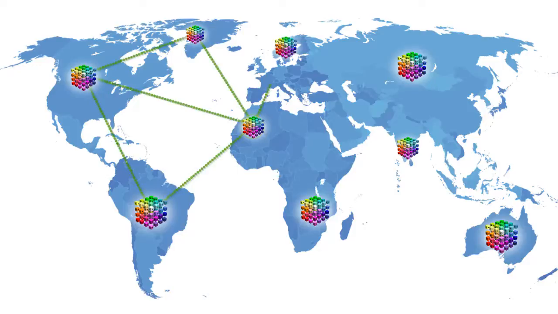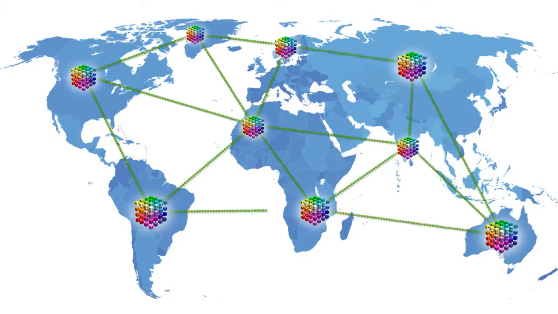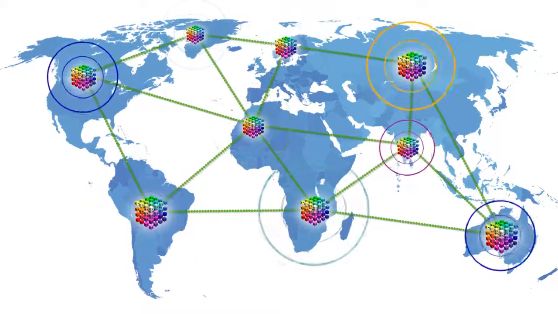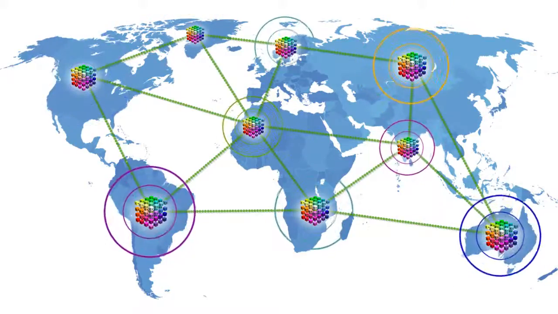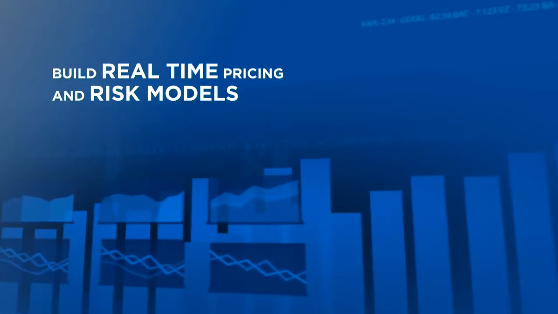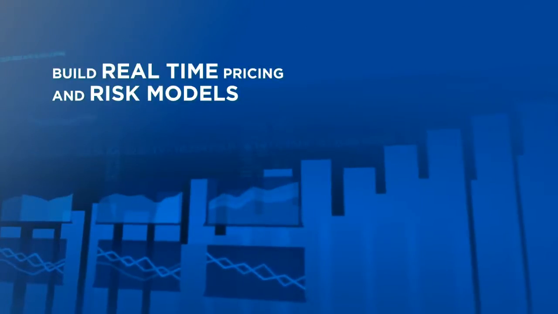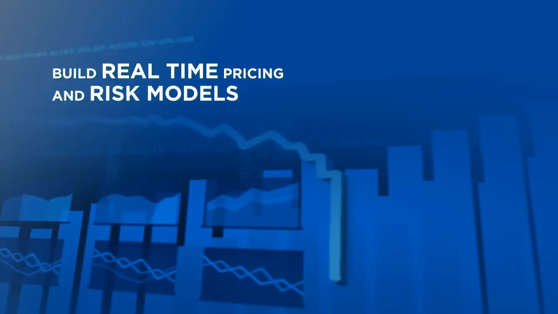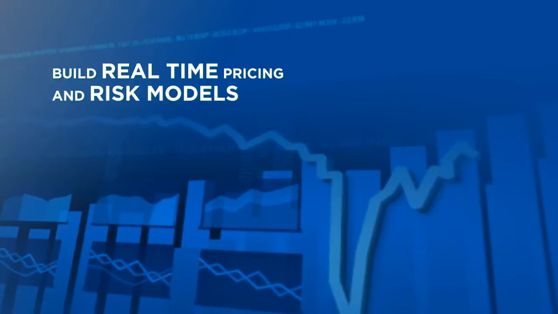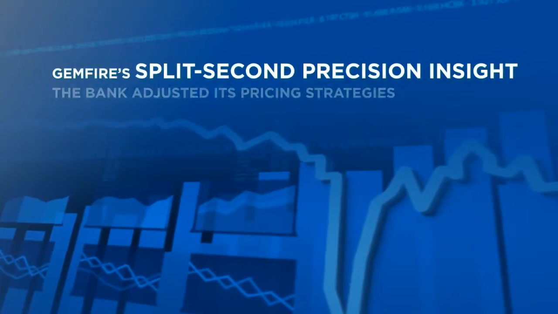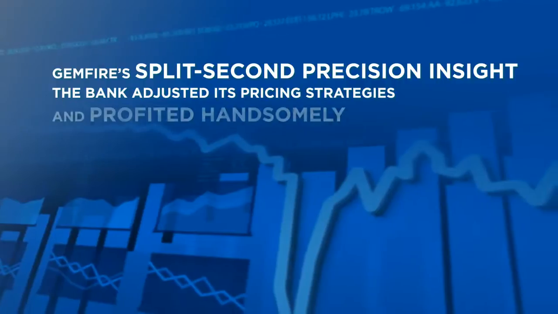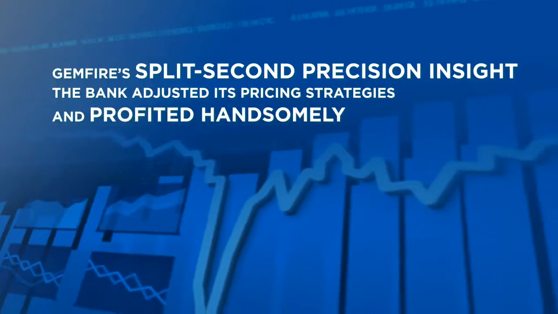GemFire uses its blazing speed to do something else traditional databases can't. It alerts users to time-critical events and opportunities as they happen. GemFire can respond to data changes and relevant business events by triggering alerts, reports, or automated responses, all in real time. Financial service firms have leveraged this GemFire capability to build real-time pricing and risk models that drove record earnings for one large investment bank during the infamous Dow Jones flash crash of 2010. Guided by GemFire's split-second precision insight, the bank repeatedly adjusted its pricing strategies and profited handsomely over its competitors.